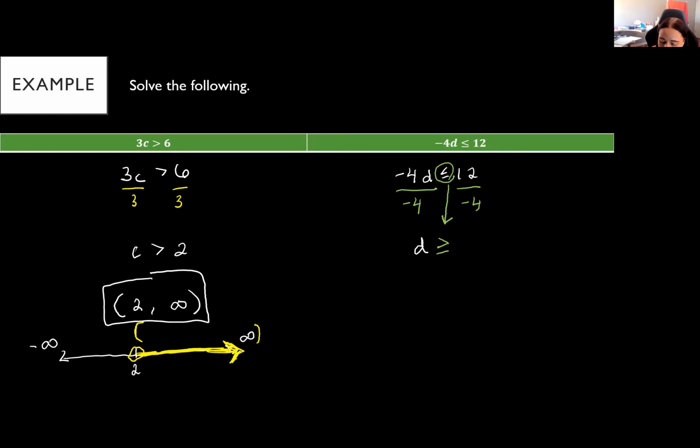So this leaves me with d greater than or equal to, and then 12 divided by negative 4 is negative 3. So I have d is greater than or equal to negative 3.